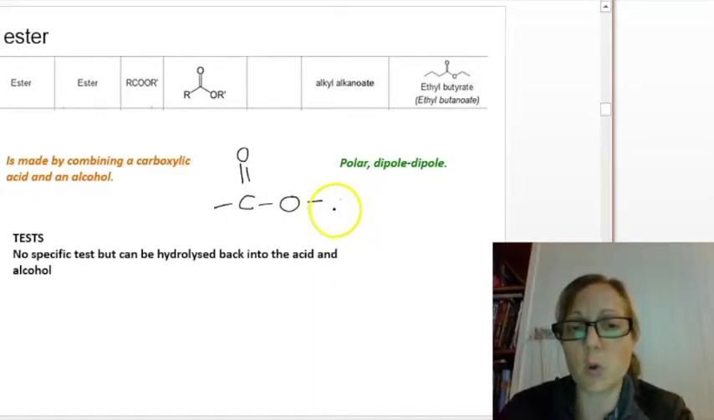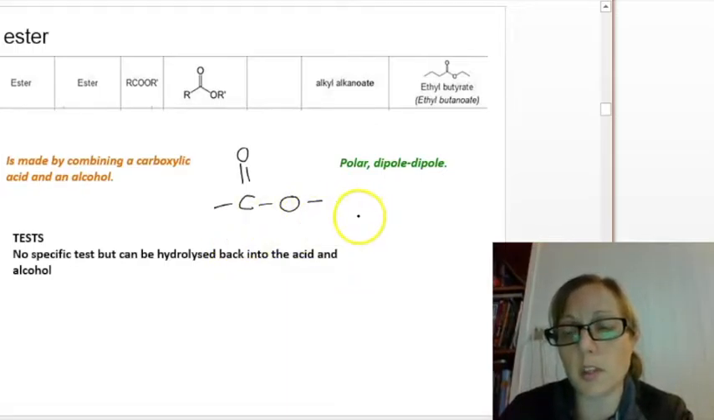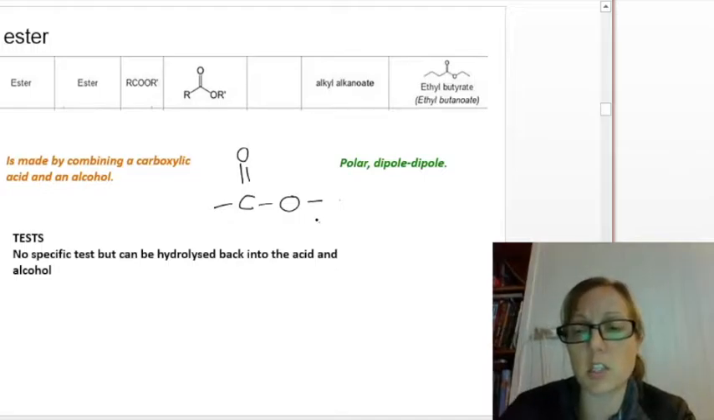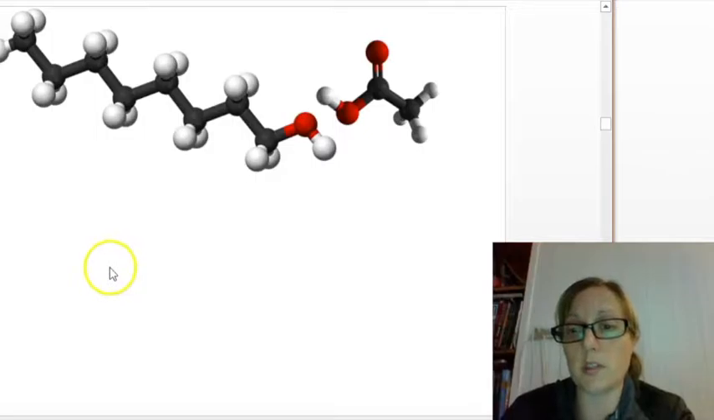Now, the esters can be what we call hydrolyzed, so we can add water back into this bond here, and we will get the acid forming and the alcohol reforming that the ester formed from. So an ester is made from combining a carboxylic acid and an alcohol, and we do this through a process called condensation, and we generally do this through reflux. And we'll do it through reflux because we want to speed up the rate of reaction without losing any of our compounds.